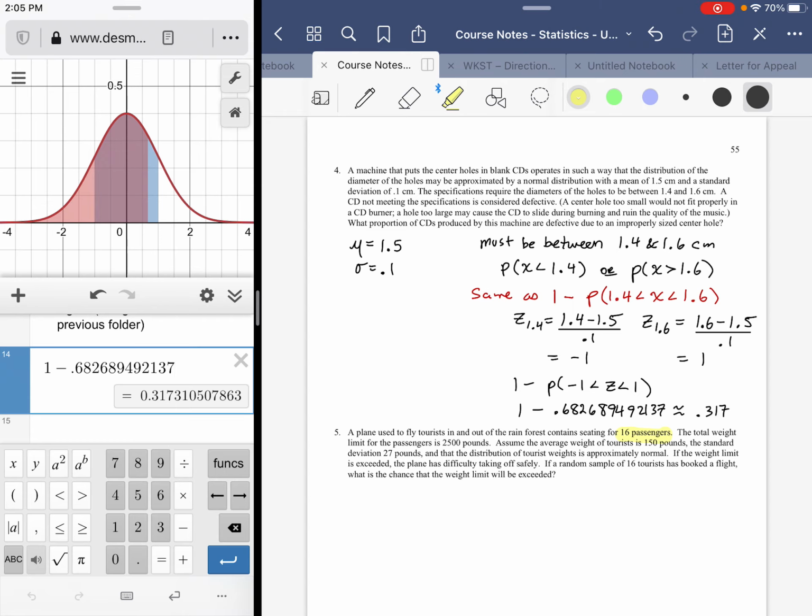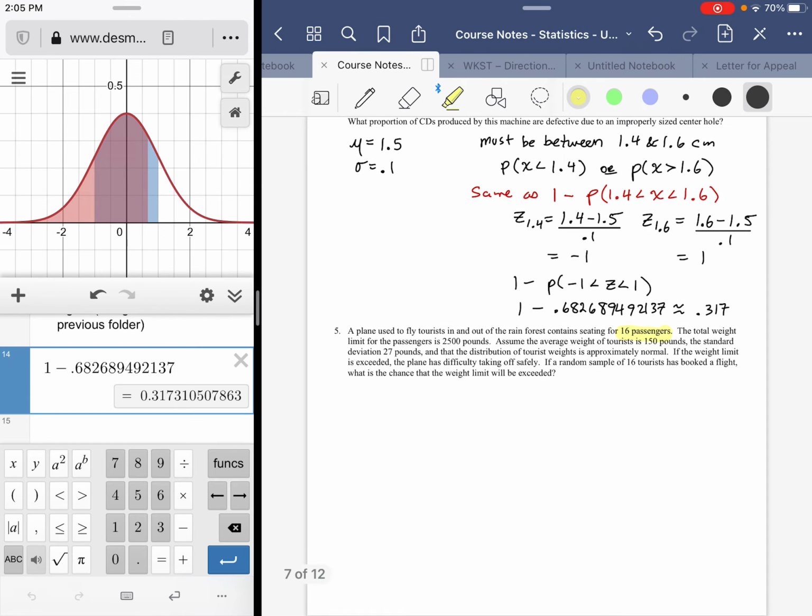All right, so another instance where it's a normal distribution, it's just a question of how we're going to tackle this. They gave us a total weight limit, but they said the average weight of the tourist is 150 pounds. So mu is equal to 150. Sigma is 27. They told us that the n value is 16.